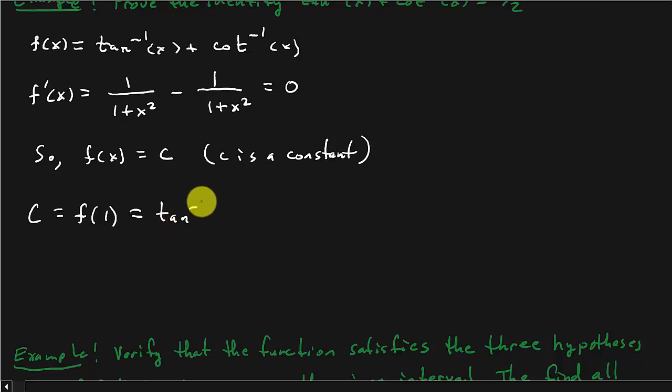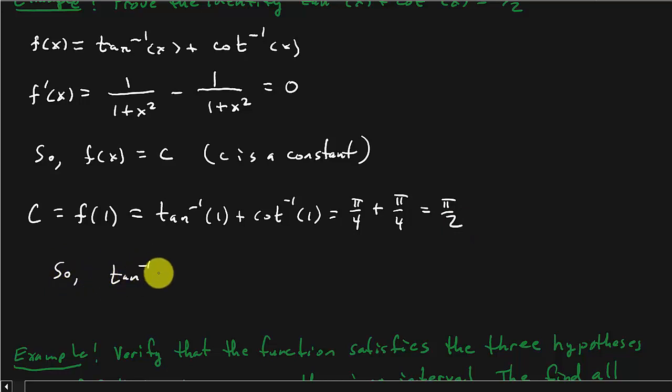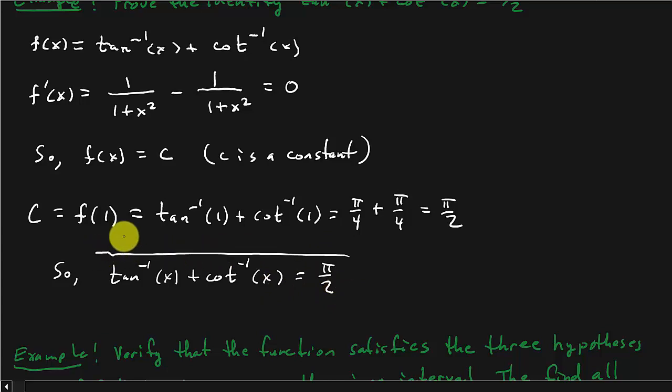All right, so that's equal to what? The inverse tangent of 1 plus the inverse cotangent of 1, which is equal to what? Pi over 4. The inverse tangent of 1 is pi over 4 plus the inverse cotangent of 1 is pi over 4, and this is pi over 2. So we have shown that inverse tangent of x plus inverse cotangent of x is equal to pi over 2. Well, I don't guess I need to circle that, but there it is. That's your proof right there.